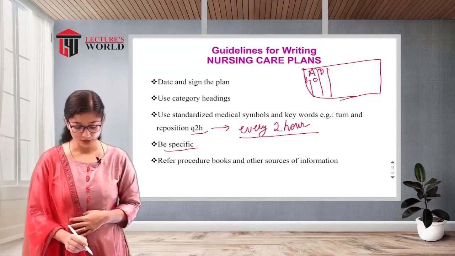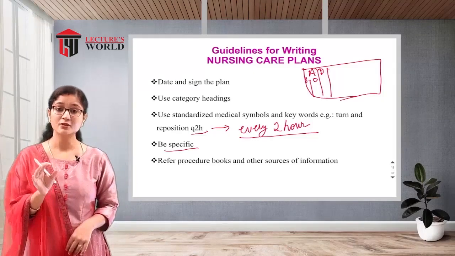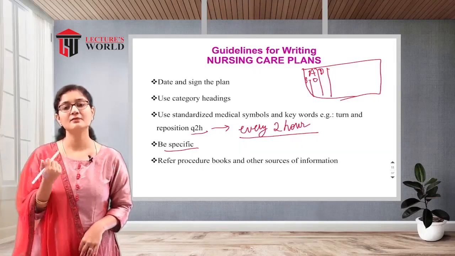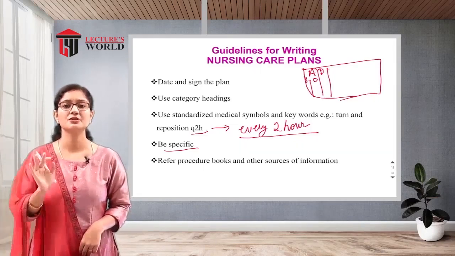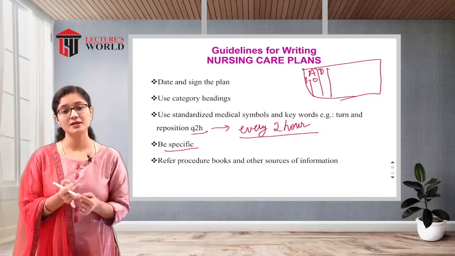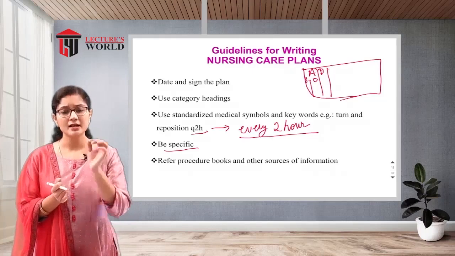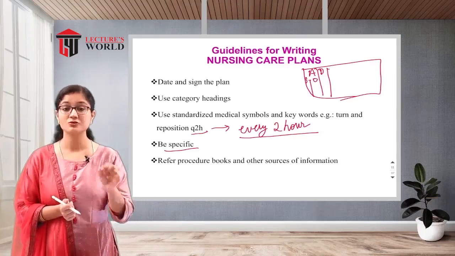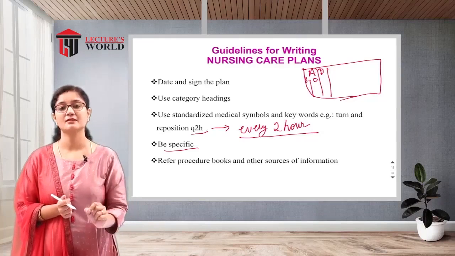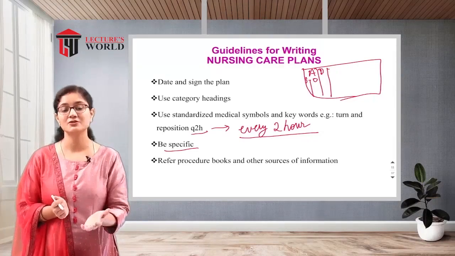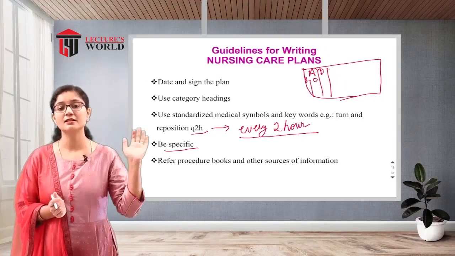Be specific means that whenever you are writing any care, don't just write giving care to the patient. But what care have you planned? Either mouth care, sponge bath, what care. Every time you are writing your care plan or planning, you have to make it specific. Because if you are specific, then only will you understand what needs to be done. You should not just write give care. But what care?